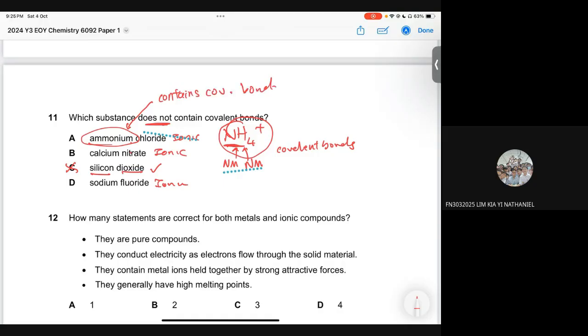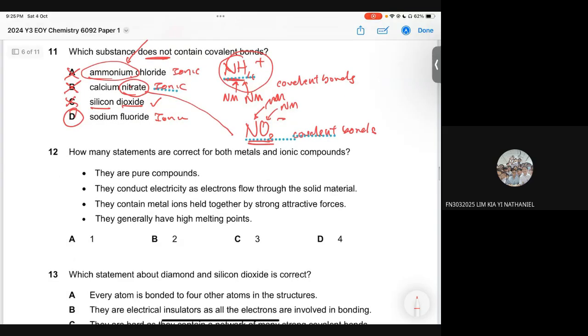Okay. Next one, nitrate is another one because it's NO3 minus. Can you see N and O? So non-metal, non-metal. So the way the N and the O bond is also through covalent bonds. So in the ionic compound itself, the complex anions or the complex cations actually contain the covalent bonds. So therefore, B contains, so it's not the answer. A contains, so it's not the answer. Therefore, answer is D. Okay? So that's for question 11.